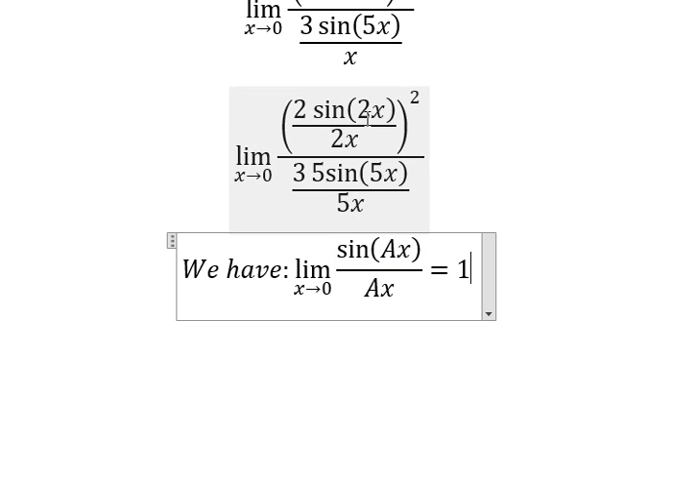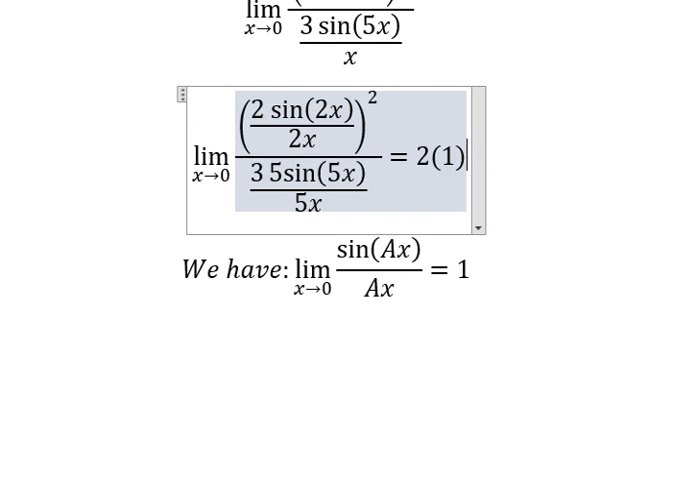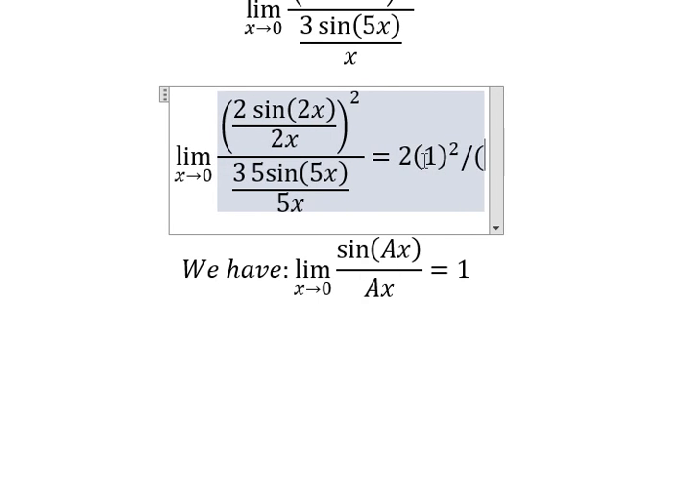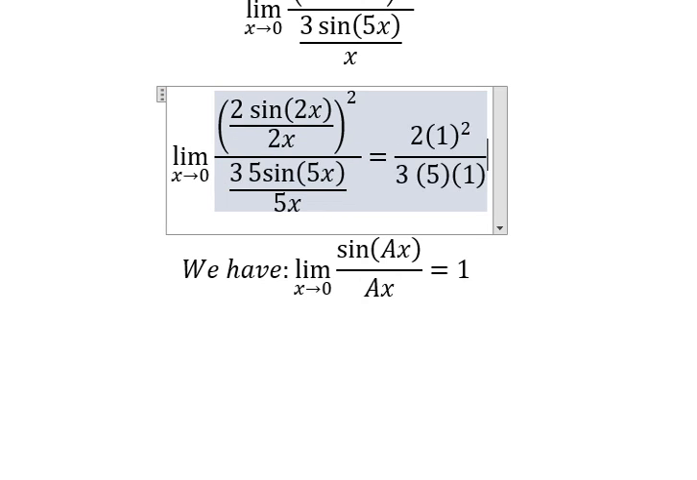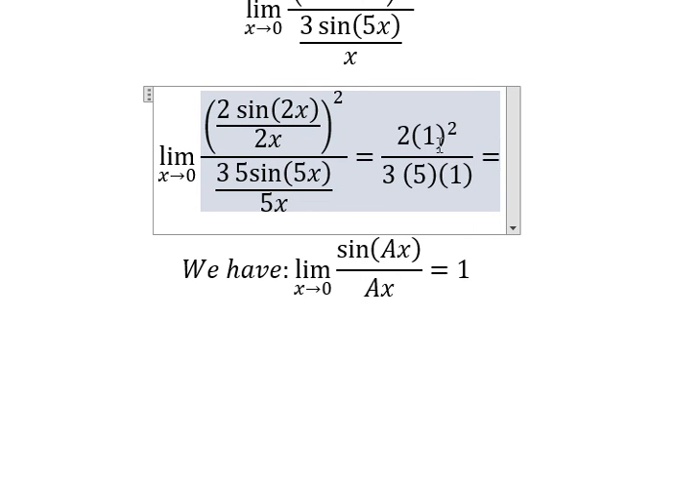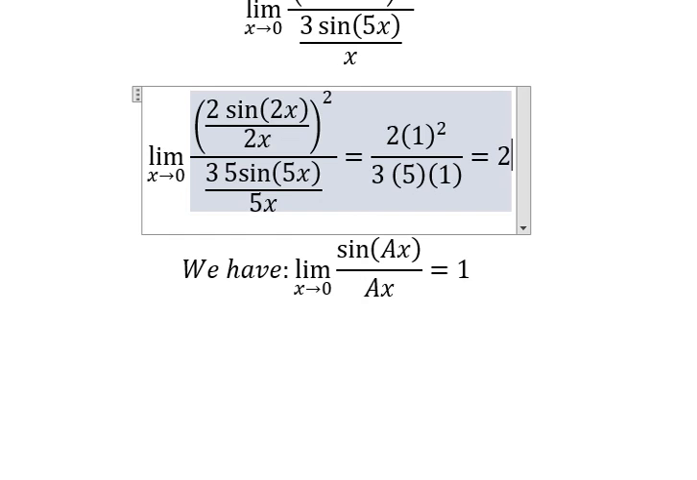That means sine 2x over 2x equals number 1, and sine 5x over 5x equals number 1 when x approaches number 0. And now we have like this. So we calculate this one, and we have number 2 over 15.